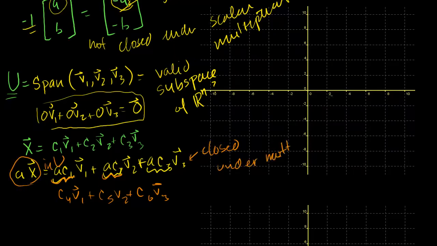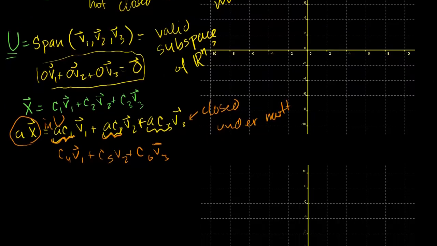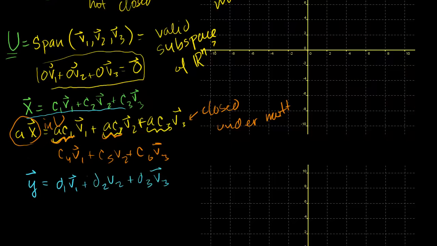Now we just have to show that it's closed under addition, and then we know that the span of any set of vectors is a valid subspace. I did 3 here, but you can extend it to an arbitrary number n of vectors. So let me prove that. We already defined one vector x here. Let me define another vector that's in U, in the span of these vectors, and it equals, let's say, d1 times v1 plus d2 times v2 plus d3 times v3.